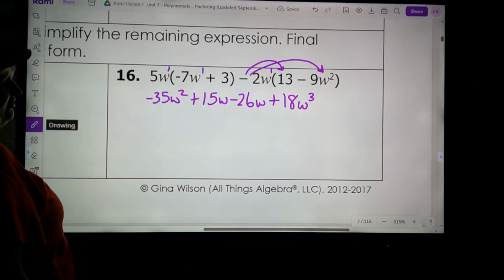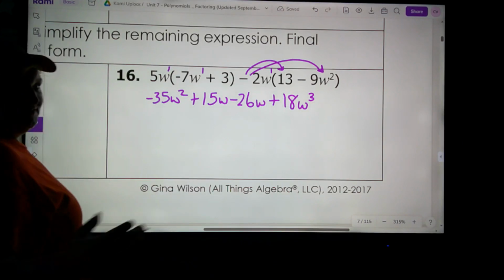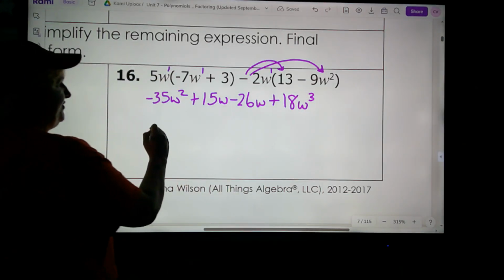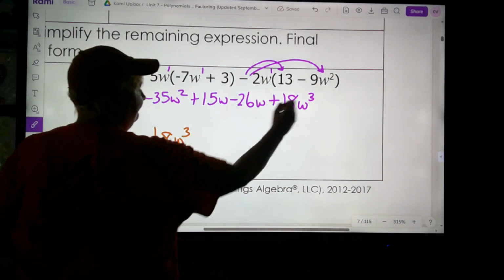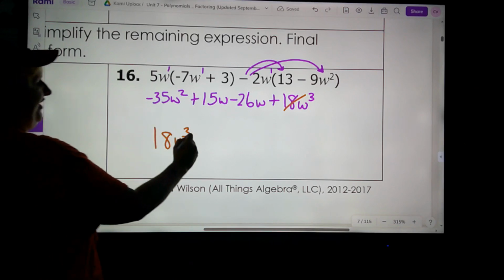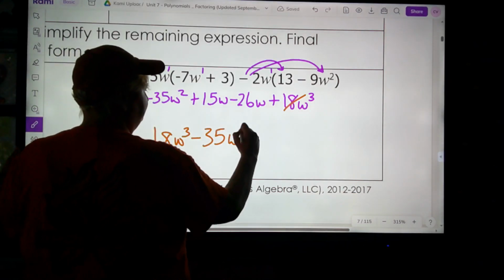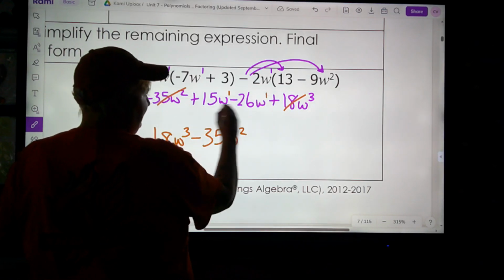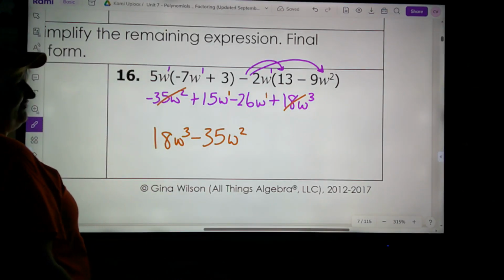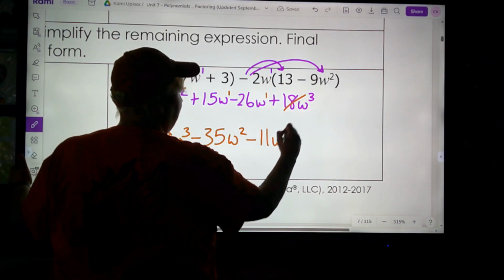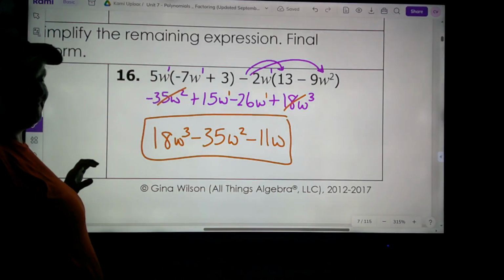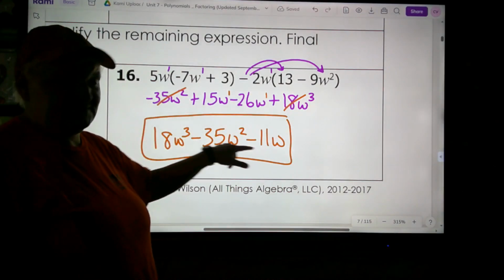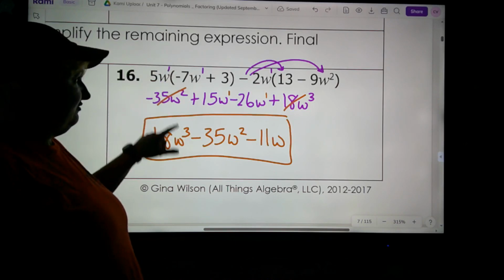Now we can combine our like terms. Alphabetical, we don't have to worry about it, they're all w's. Highest exponent, that one. That means we write that first. Then we have squared. Then we have invisible ones. 15 minus 26, what's that, 11? Negative 11? Remember what I said about right and correct. This is right. This is correct because it asks you to put it in standard form. Right, correct.